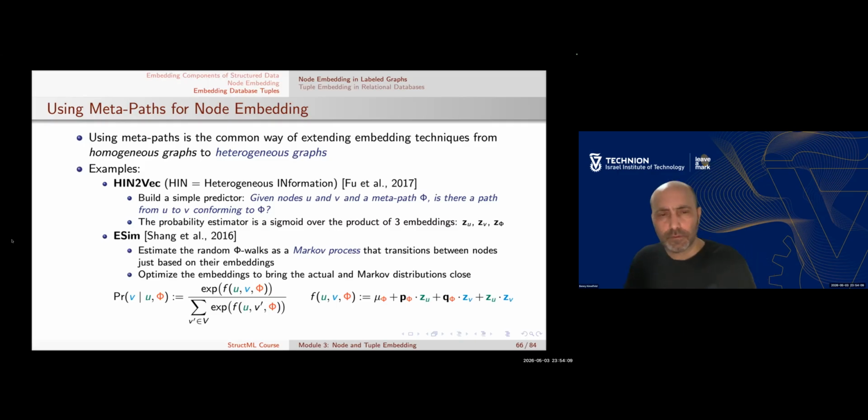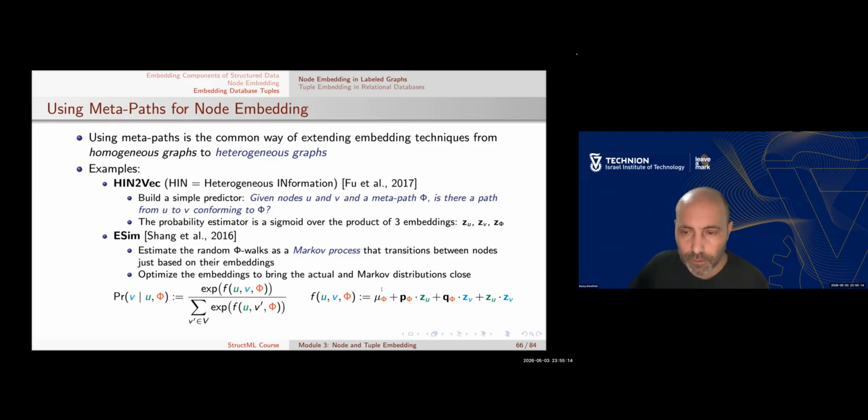eSIM basically says, let us define a probability distribution for every phi between pairs of nodes. So think of it really as a random process going from U to V. The probability of V given U is defined as an exponential over this function f, which is defined as follows, normalized. So this is basically the decoder. They train it on the actual random phi walks. They apply this phi walk as a Markov process, and then they try to estimate this Markov process through this probability function, which involves the embeddings.